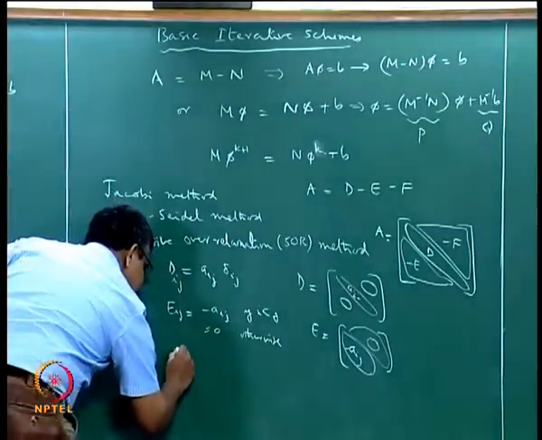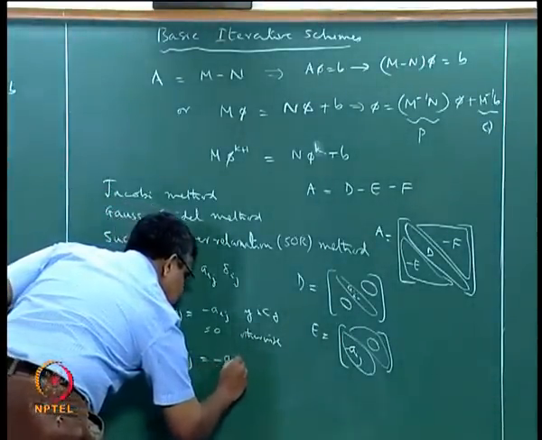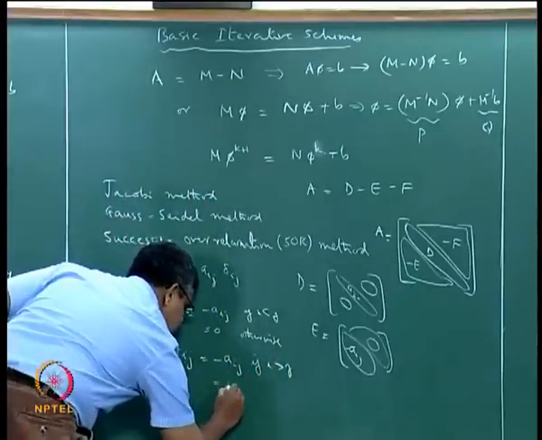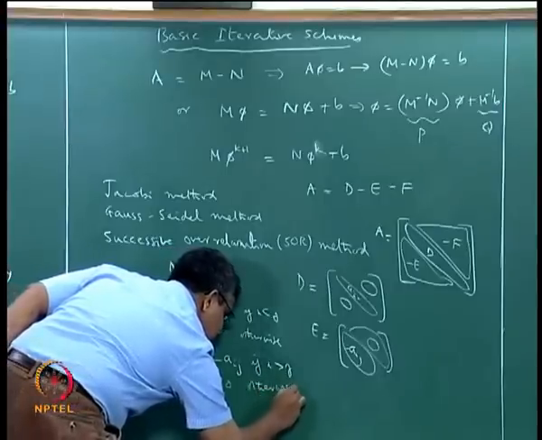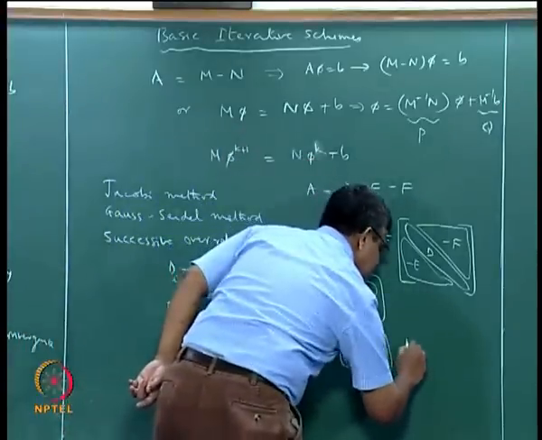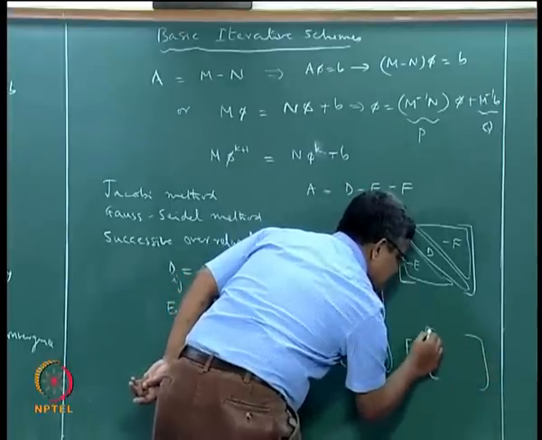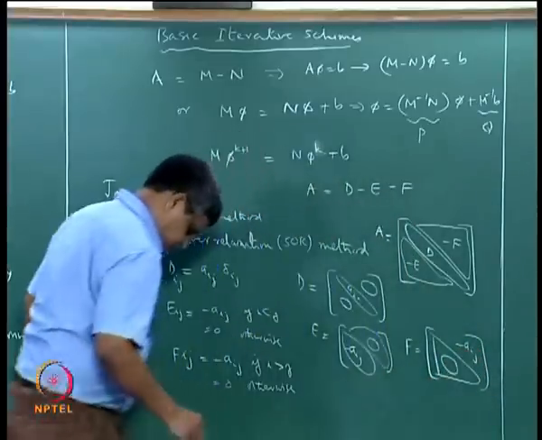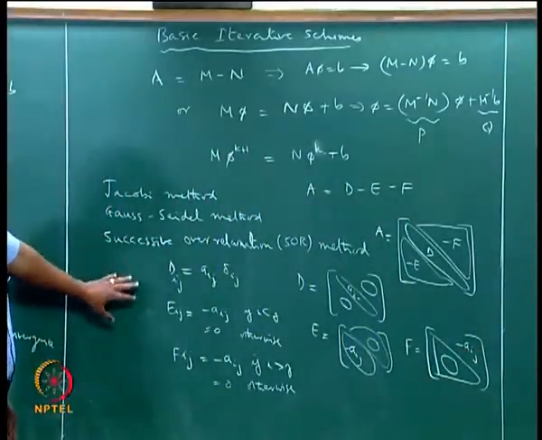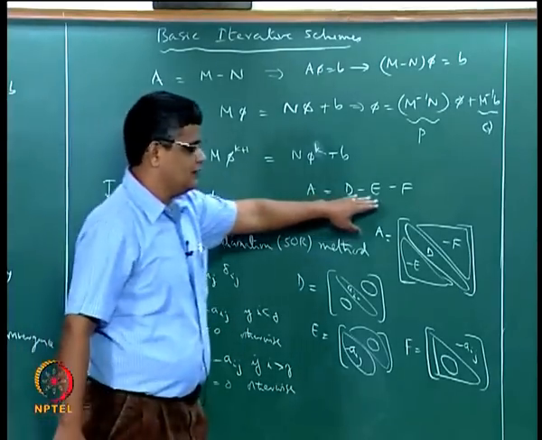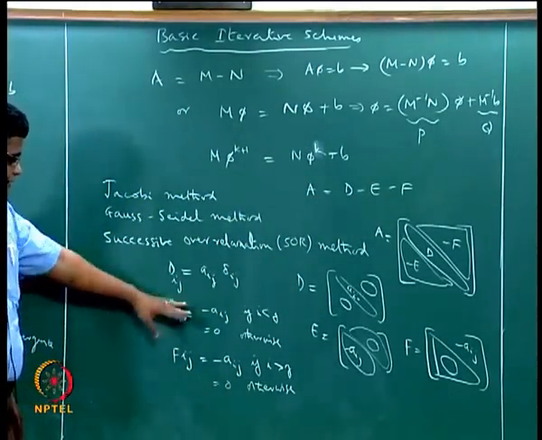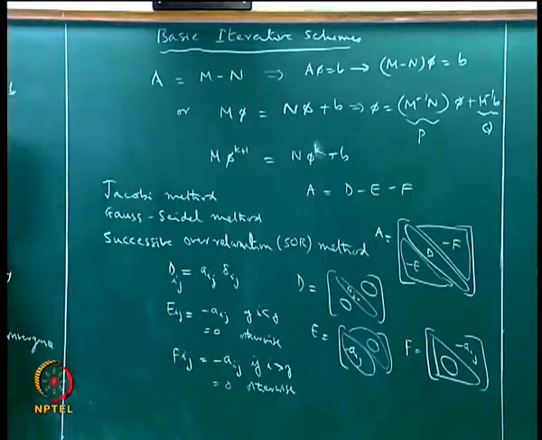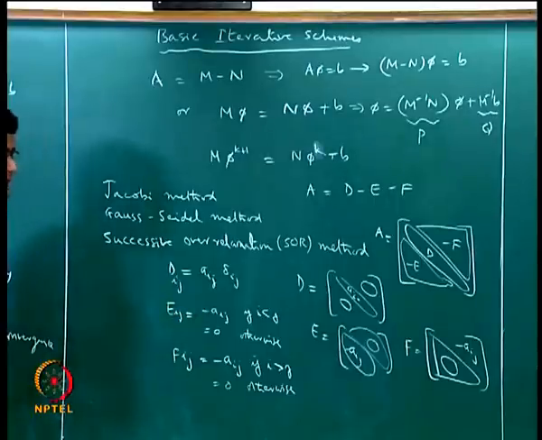And F_ij is minus A_ij if i is greater than j and is equal to 0 otherwise. So our F here is 0 here and this is minus A_ij. So this decomposition is straightforward, it is just minus 1 times this, and even this we do not have to do, this multiplication by minus.